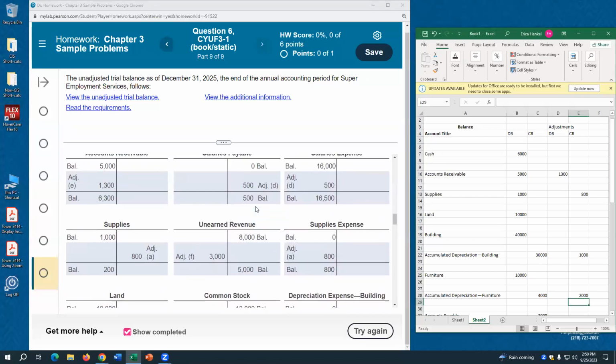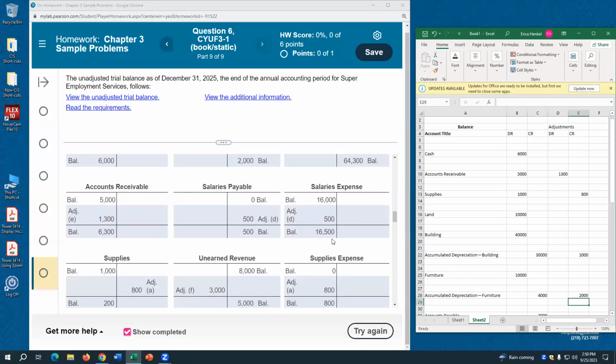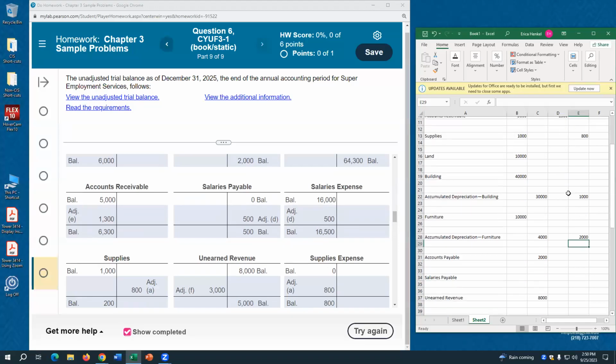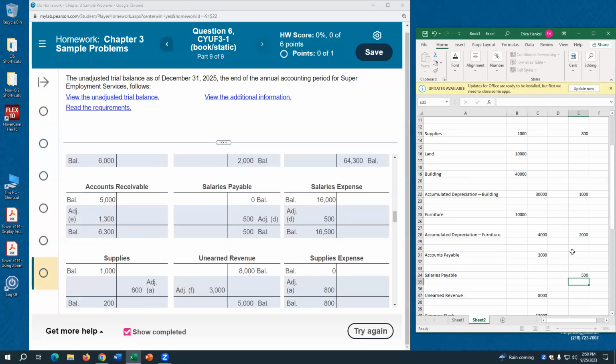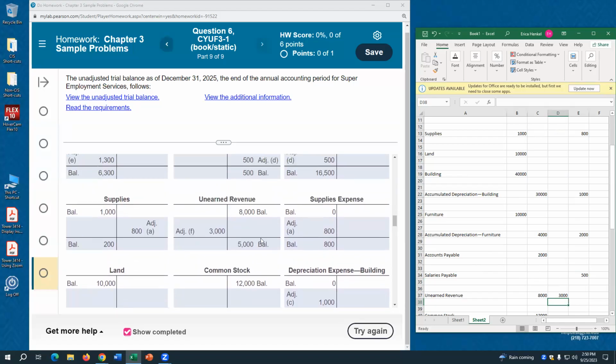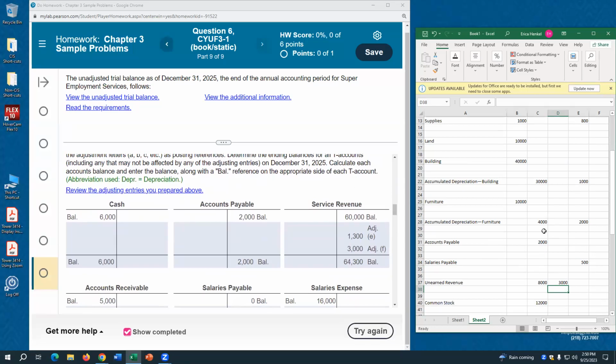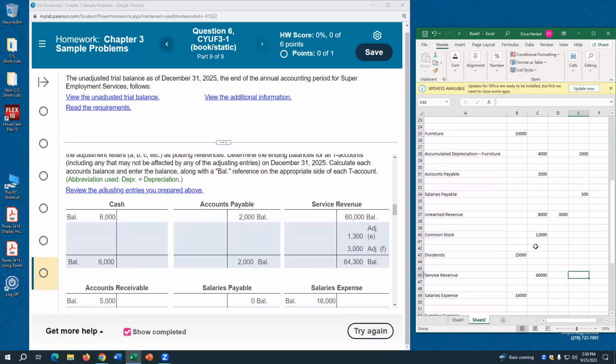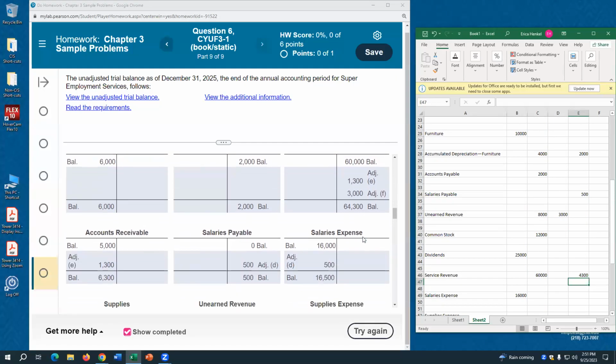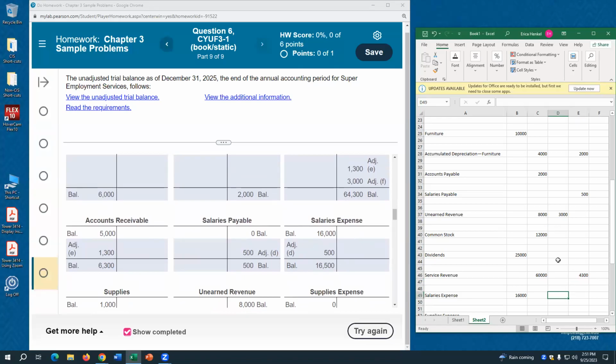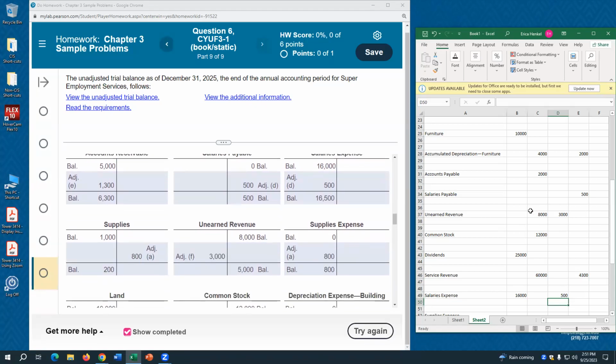And then accounts payable, salaries payable, we had a credit of 500, right? And then unearned revenue, we had a debit of 3,000. Nothing for common stock or dividends. Service revenue, that was the 4,300 I was just talking about a minute ago. So 1,300 plus 3,000. And then salaries expense, we debited for 500. Supplies expense, we debited for the 800.